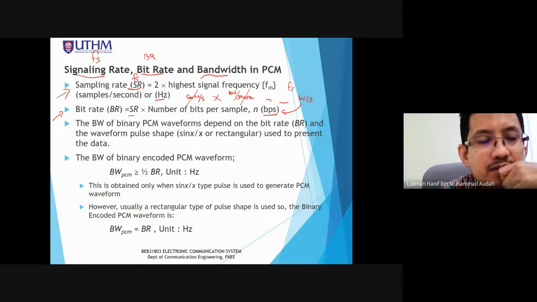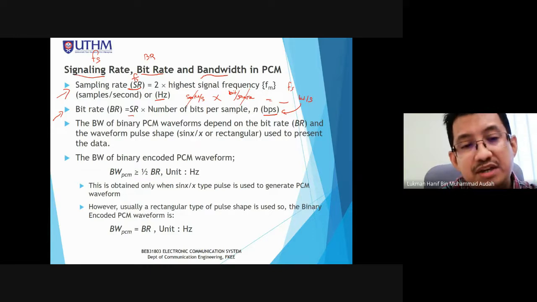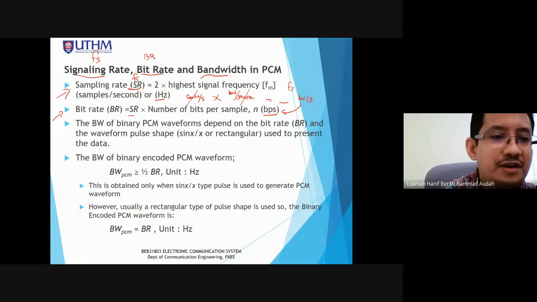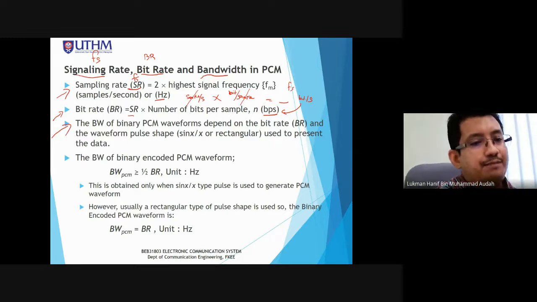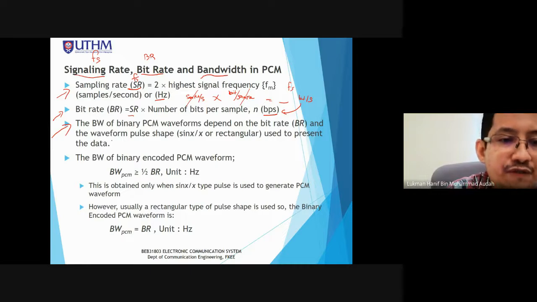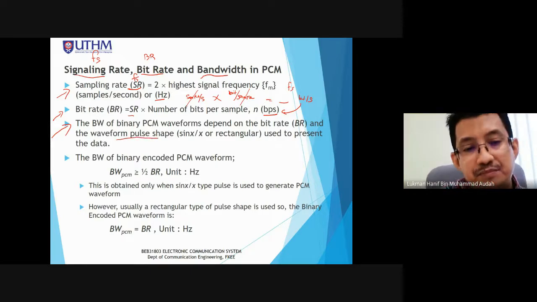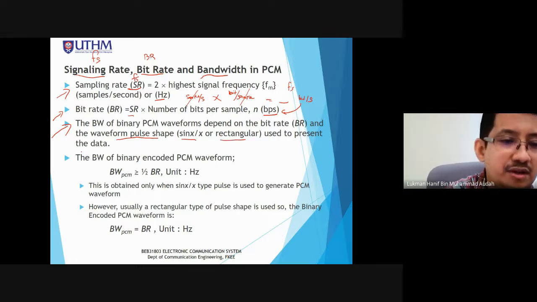Kemudian, ini bit rate, macam saya katakan tadi, menggambarkan speed of transmission. How many bit you can send in 1 second. Okay. And then what? The bandwidth. Bandwidth of binary PCM depends on the bit rate and the waveform pulse shape, either sinc function or rectangular function used to present the data.